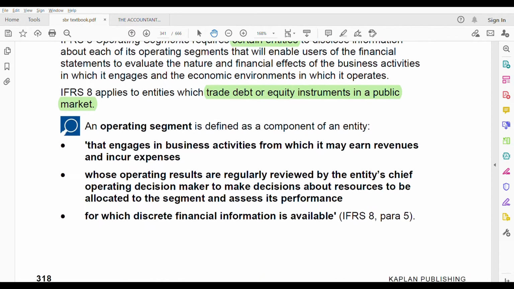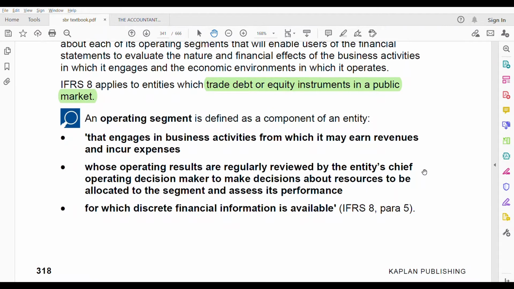So an operating segment is defined as a component of an entity that engages in, and you need to know all these definitions, that's for sure. If you have to recognize a segment, whether it will be an operating segment or not, it needs to meet the definition of these three. Not all segments are operating segments. An operating segment engages in business activity from which it may earn revenue and incur expenses. So it should earn revenue and incur expenses from that business activity.